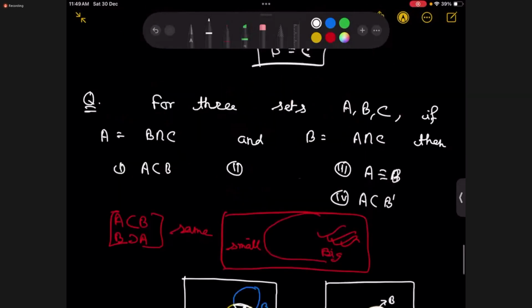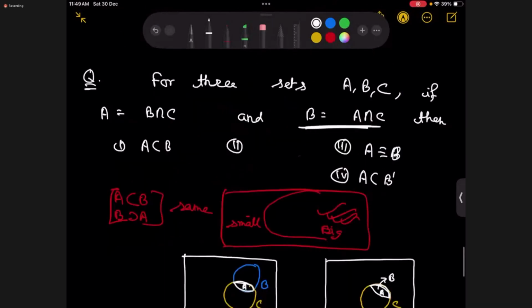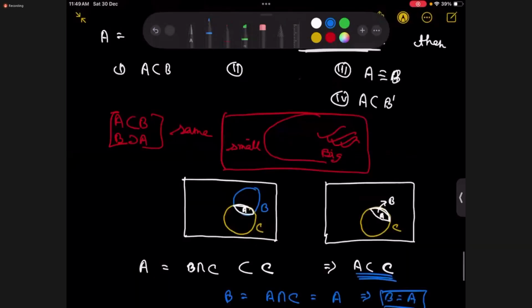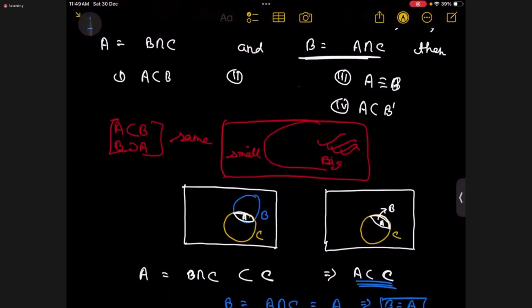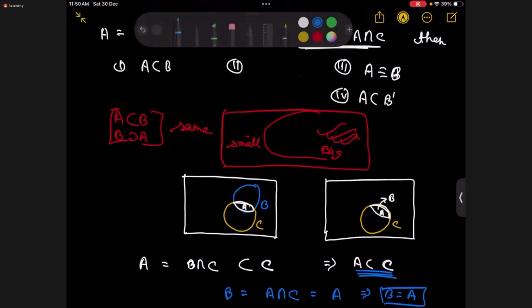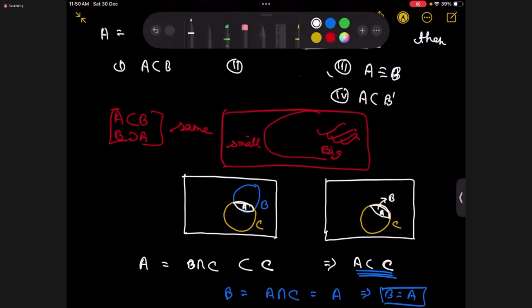Now we have this statement. Write it: B equals A intersection C. Now since A is a subset of C, we can clearly write this equals A. So altogether we obtain B equals A, that is, B and A are equal. So this option is correct.